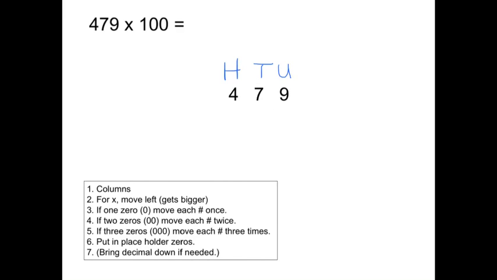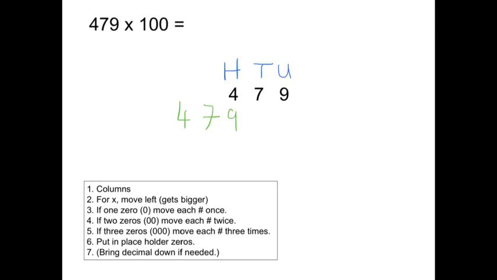Now we are moving each of these numbers to the left, and we're moving to the left twice because we have 2 zeros in 100. So here goes. 9 will bring down, and once, twice to the left. So the 9 will go there. The 7 will bring down, and then count once, twice to the left, and put the 7 there. And then the 4 will bring down, and go once, twice to the left, and the 4 will go there.